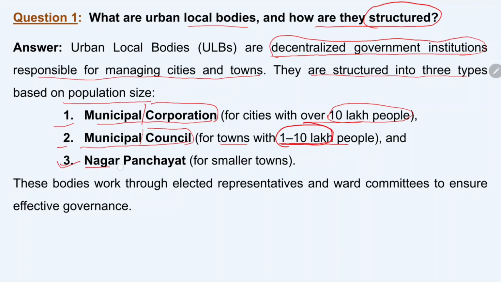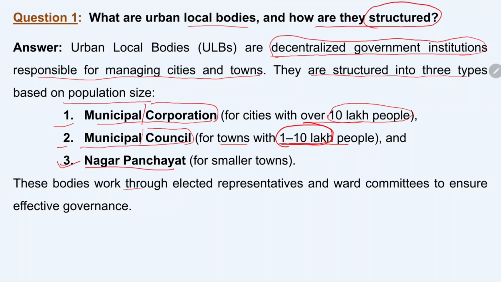And the third one, we have Nagar Panchayat. Okay, and these are for those cities with a smaller population. For example, their population should be less than 1 lakh. Okay, that is just one example. Their population is usually less than 1 lakh. So this is the structure of the urban local bodies. I hope it is clear.